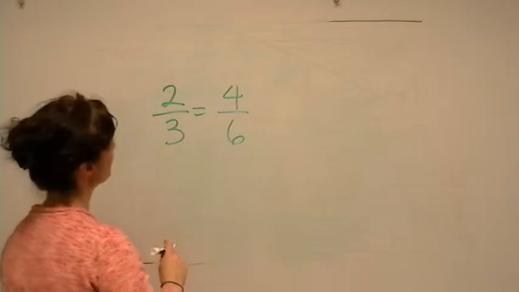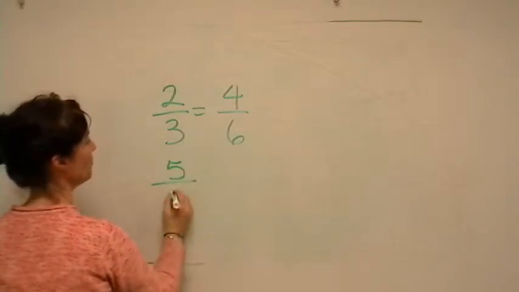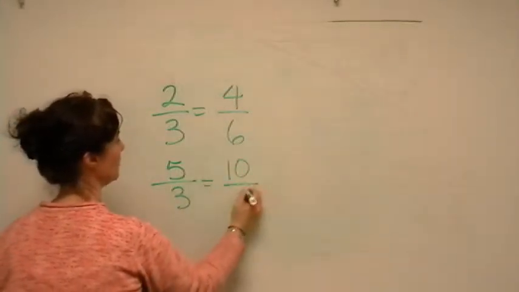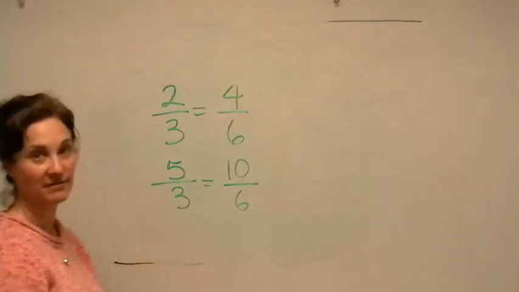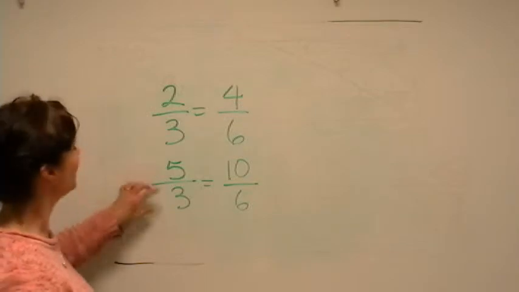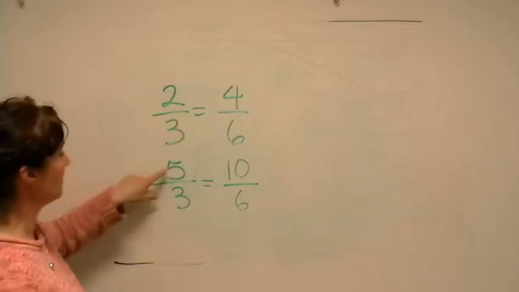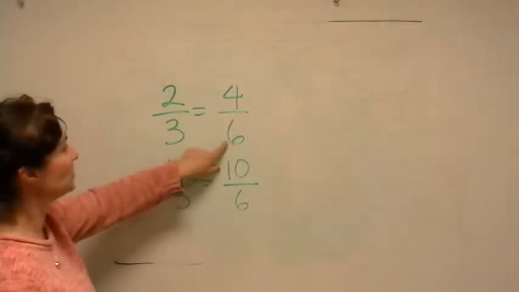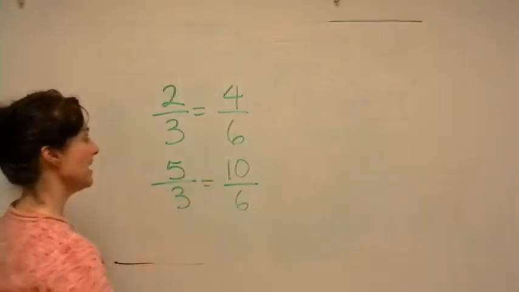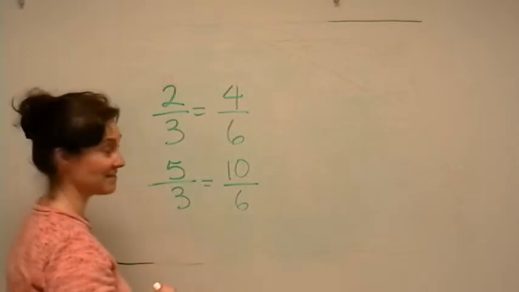Let's say, can we say then 5 over 3 is equal to 10 over 6? Well, what have I done? We added the 2 and the 3 together. I brought the 3 up here and I added the 3, so I've got 5 over 3 is equal to 4 plus 6 over 6. So 10 over 6. Now, is this still true? 5 times 2 is 10. 3 times 2 is 6. Yes, still true.